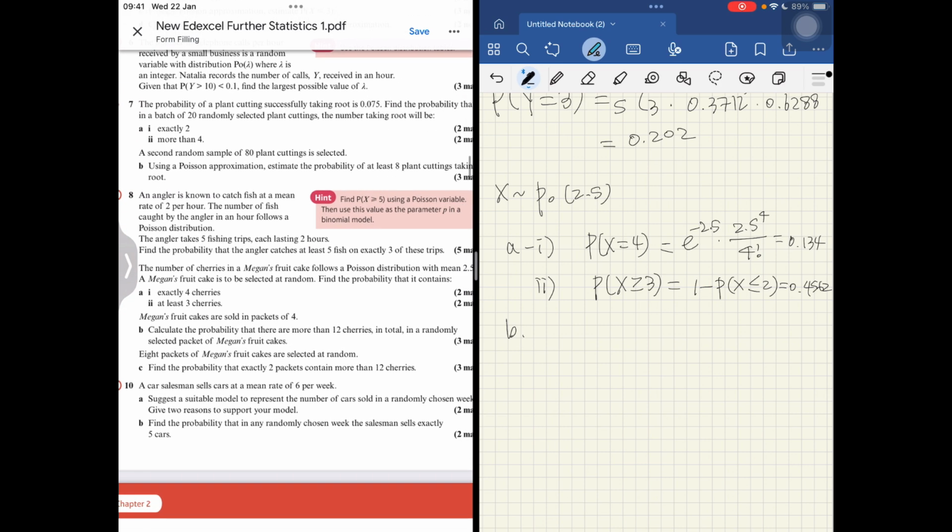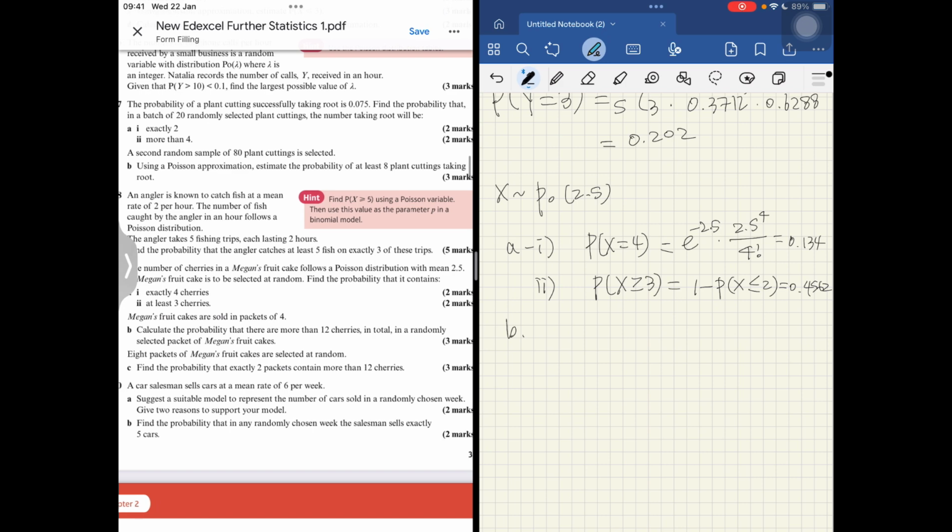And number B. Megan's fruit cake is sold in packs of 4. So now we have 4 cakes, and more than 12 cherries in total. So now we need to find Y, which is Poisson 10. So the probability of Y more than 12 means 1 minus the probability Y is smaller than or equal to 11.